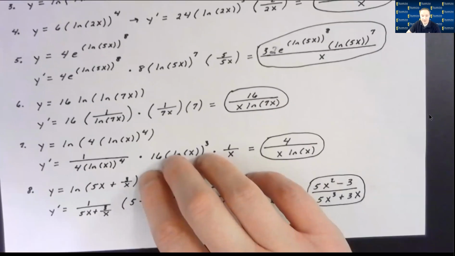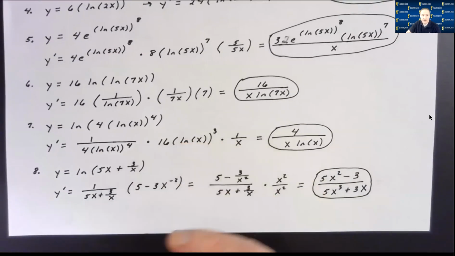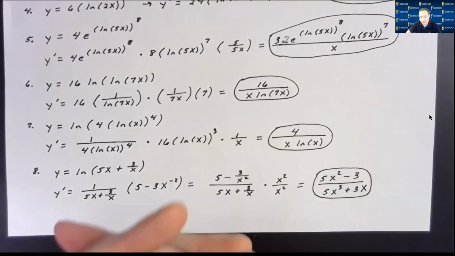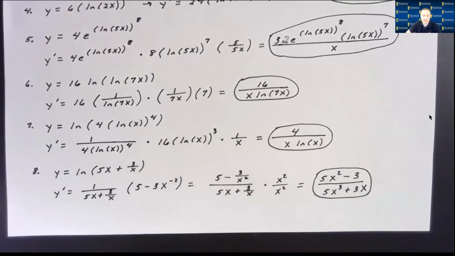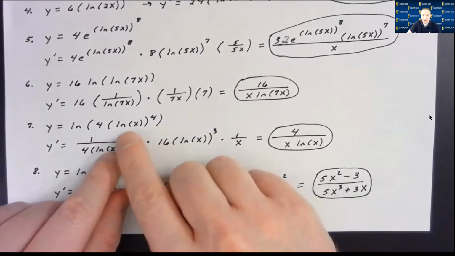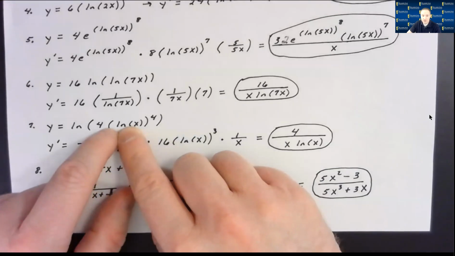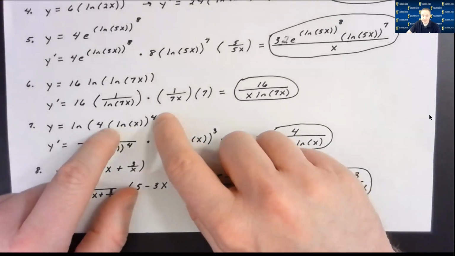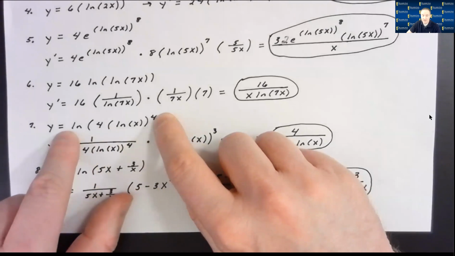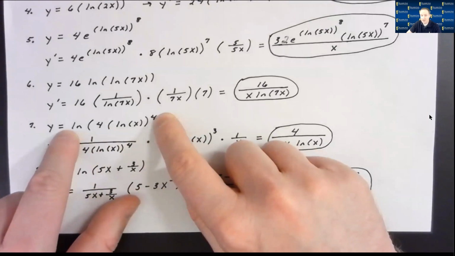For number 7 here, we have the natural log of the group 4 times the natural log of x raised to the 4th. So again, this is tricky because of the chain rule. I have a differentiable function inside of a differentiable function inside of a differentiable function. This is going to be a 3-layer chain rule problem.